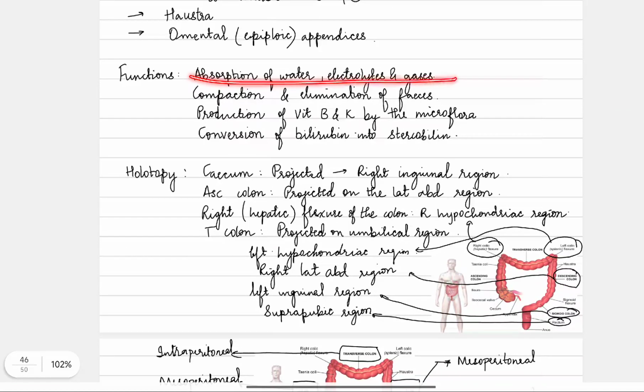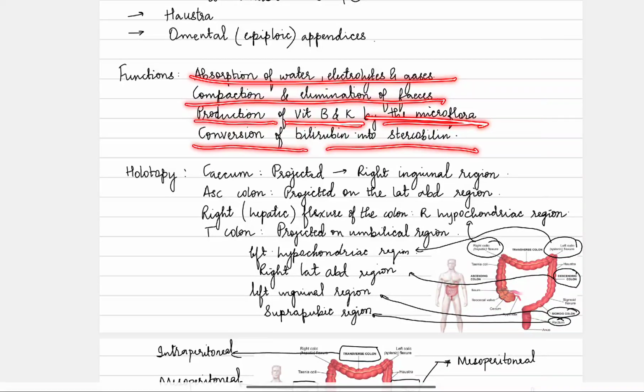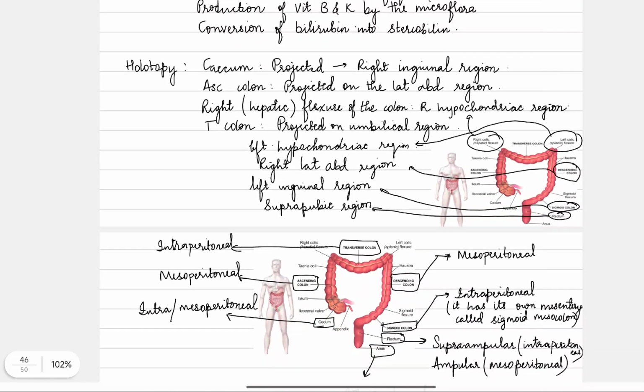Function is absorption of water, electrolytes and gases, compaction and elimination of the feces, production of vitamin B and K by microflora, conversion of bilirubin into stercobilin. Cecum is projected to the right inguinal region. Ascending colon is projected on the lateral abdominal region. Right hepatic flexure of the colon is in the right hypochondric region. Transverse colon is projected on the umbilical region. Next is descending colon, on the left lateral abdominal region. Sigmoid colon is projected to the left inguinal region. Rectum to the suprapubic region.